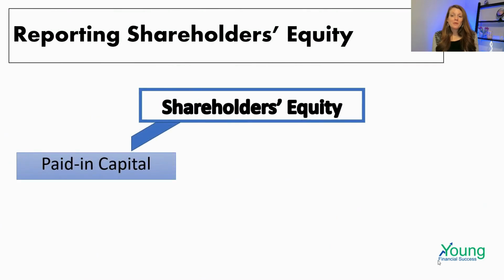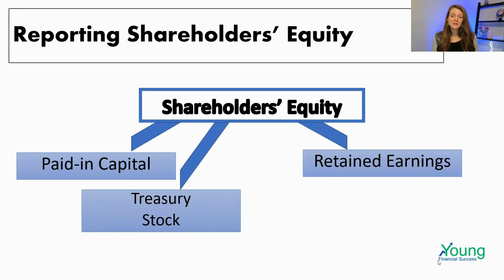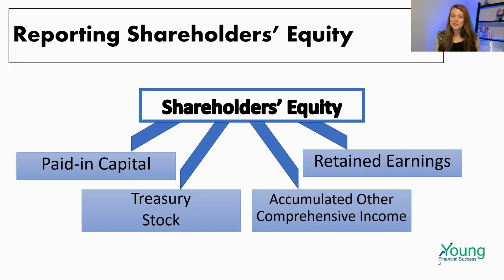So when it comes to reporting that shareholders' equity, as we saw, we have the paid in capital section that has preferred and common stock and any additional paid in capital. And then we have retained earnings, those profits reinvested. We may see some treasury stock, and we may see some AOCI, accumulated other comprehensive income, just as we saw in that example prior to this slide.